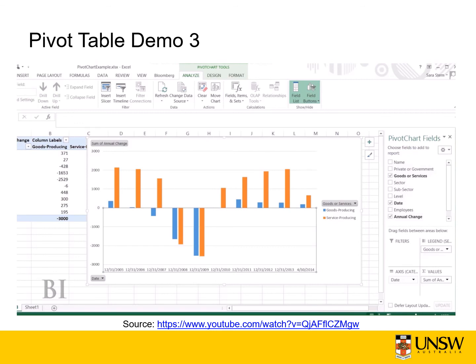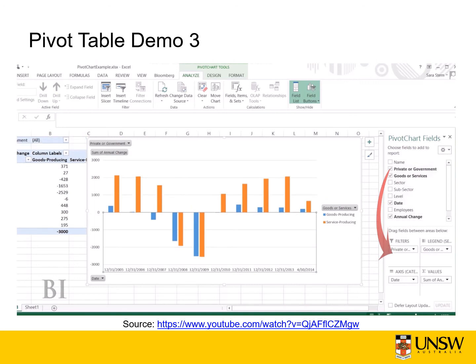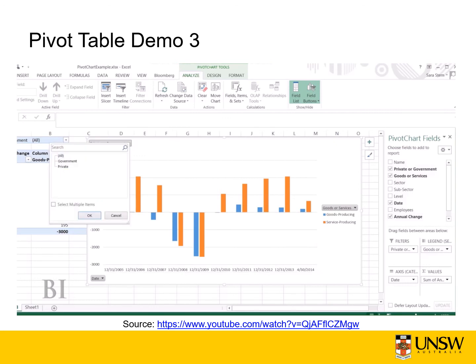Now let's say that I only want to look at private sector jobs. Now I can drop private or government in my filters, and then you'll see a little filter pop up in the left-hand corner of your chart. You can select here private, okay, and you'll see that there was a slight change because some of the service jobs were government jobs. And that is just a simple overview of using pivot charts to analyze a large data set.